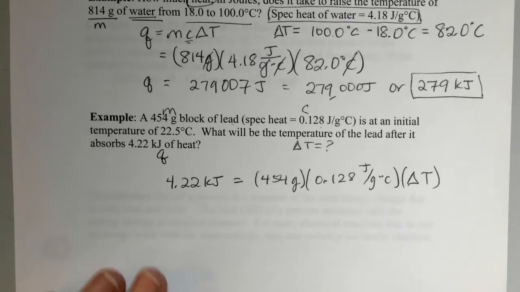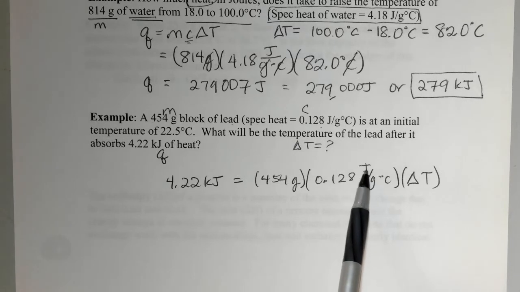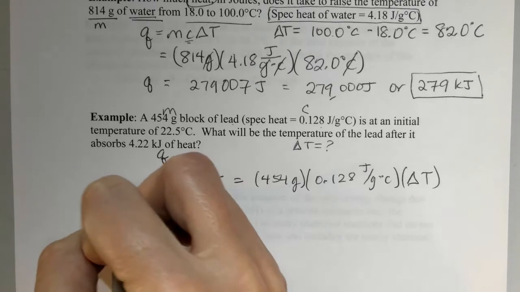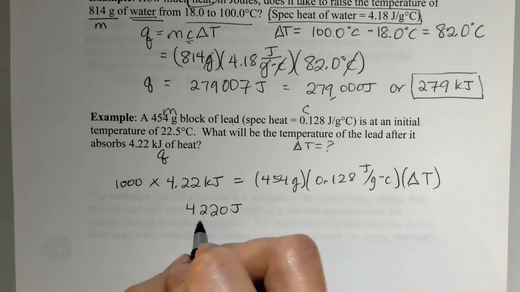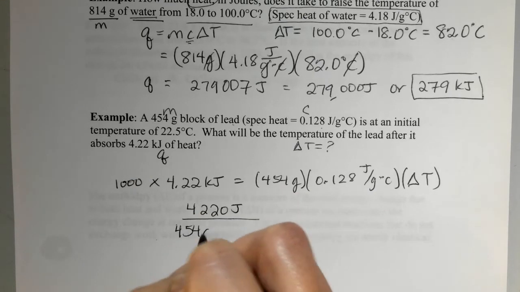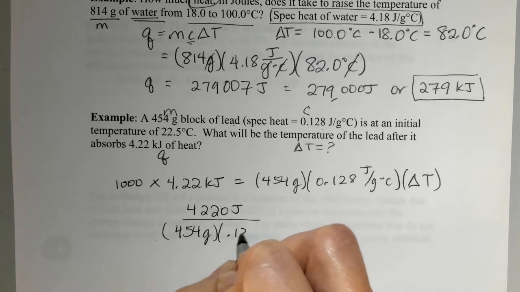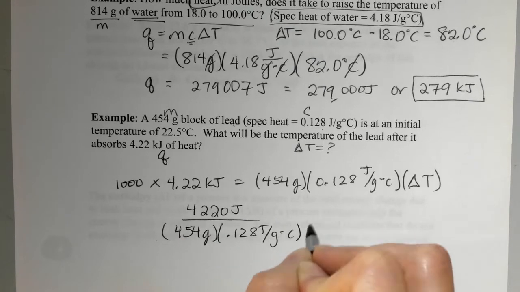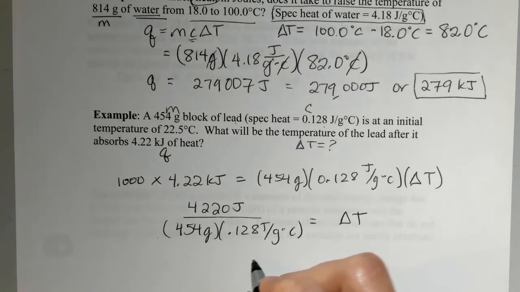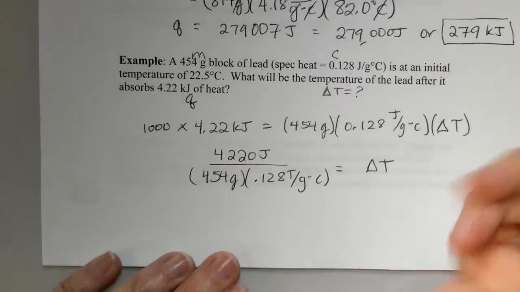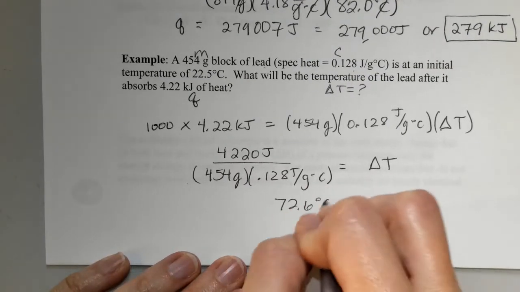Just real quickly, you want to look at the heat capacity, which is given to you in joules, and this heat is given in kilojoules. So I'm going to multiply this by 1,000, and really I have 4,220 joules. Then I will divide that by the 454 grams and that heat capacity of 0.128, and that'll get me to my delta T. So 4,220 divided by 454, and then divided by 0.128. To 3 significant figures, we get a change in temperature of 72.6 degrees Celsius.